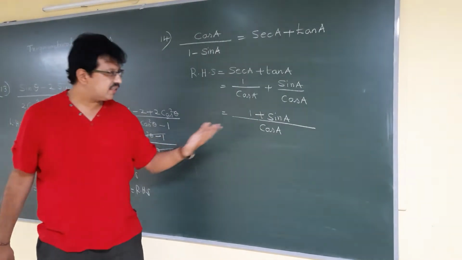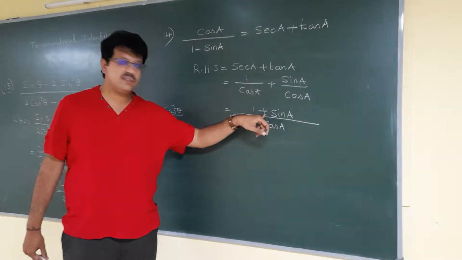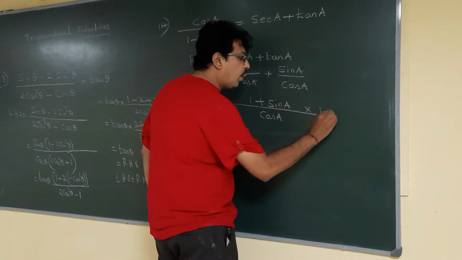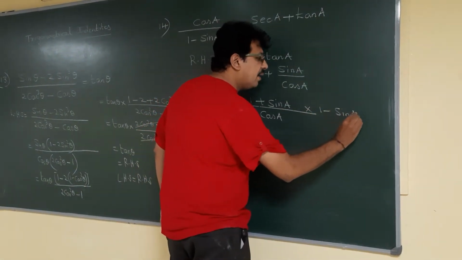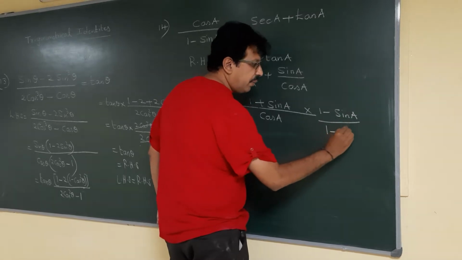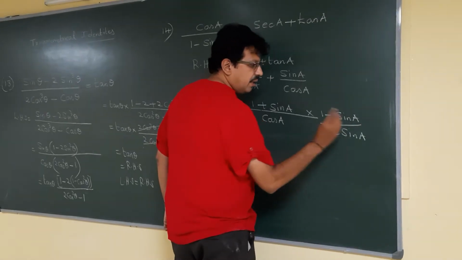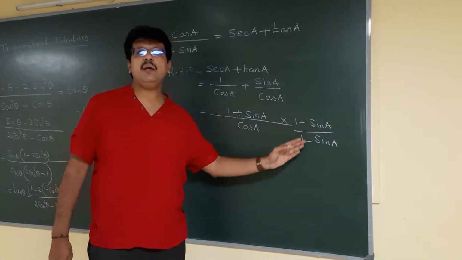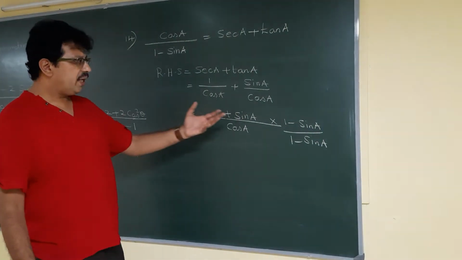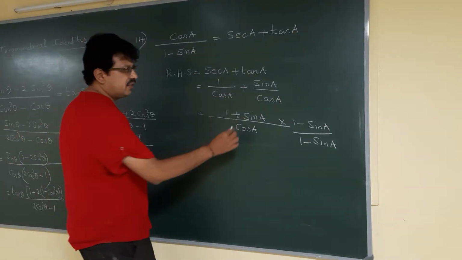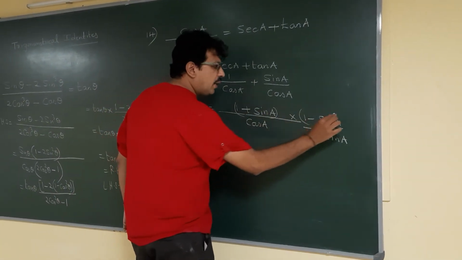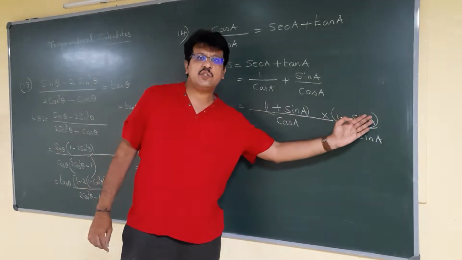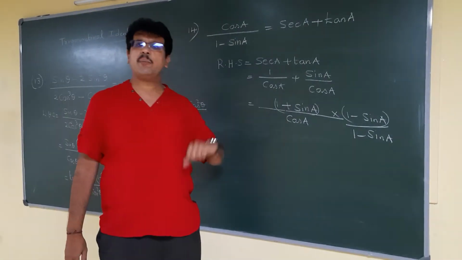Every time we used to rationalize the denominator, now we are going to rationalize the numerator. 1 plus sin A is there, we will multiply by 1 minus sin A by 1 minus sin A. That is multiplying both numerator and denominator by 1 minus sin A by 1 minus sin A. You can observe very carefully this step: 1 plus sin A into 1 minus sin A. So this is again A plus B into A minus B. It is A square minus B square.